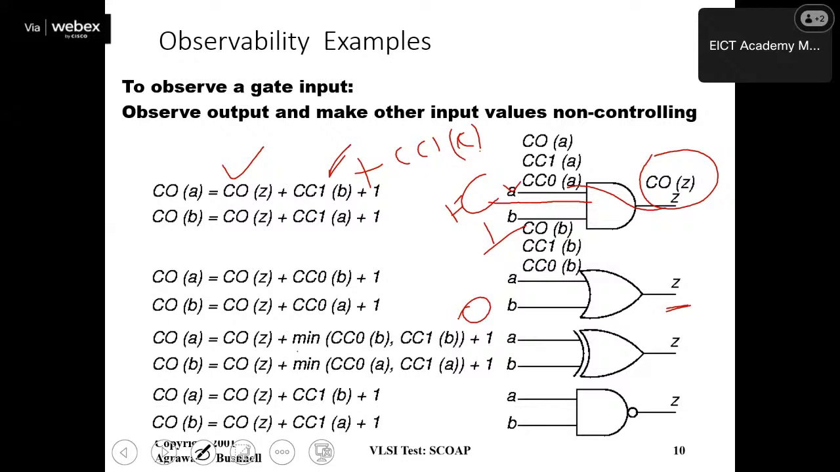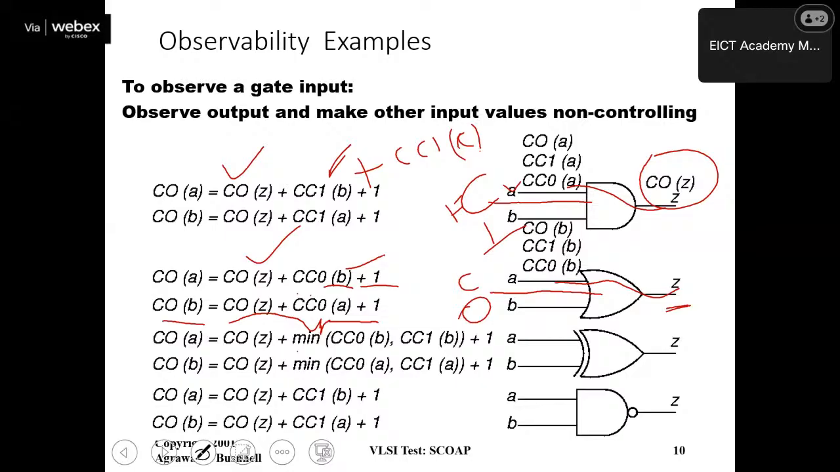If you are setting B equal to 0, then whatever A will be having is directly going at Z, right? So you have to put CC0 of B plus 1 plus CO of Z, the combinational observability of Z, because you are observing the effect of A at the output. Likewise, for B, CO of B is equal to CO of Z plus CC0 of A plus 1. Likewise, if there are 3 inputs in an OR gate also, can you please help me out, what will be the combinational observability for A?